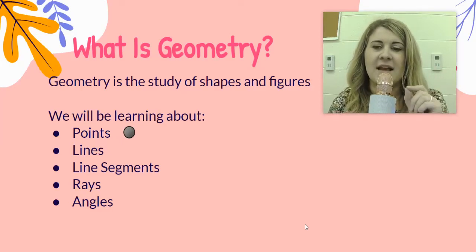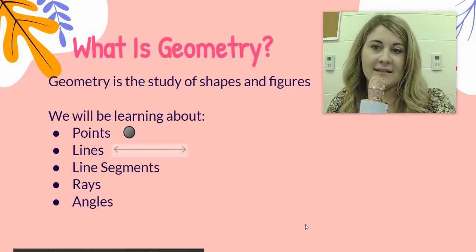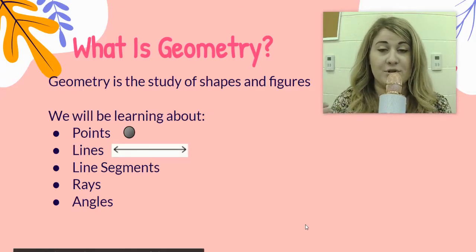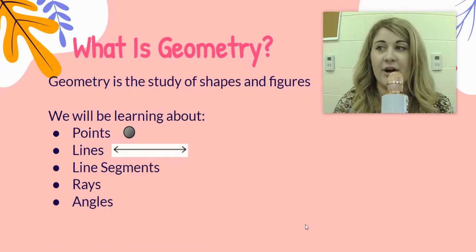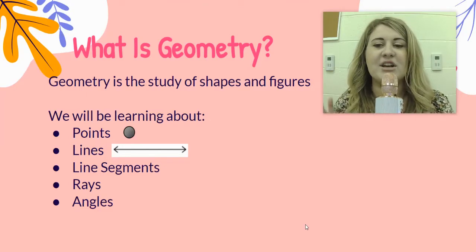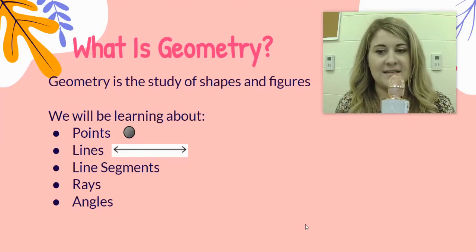you're talking about. Next, we have a line. A line looks just like a normal line you would draw, but it has 2 arrows on the end because a line goes on forever in both directions. It's just like a number line minus the numbers.